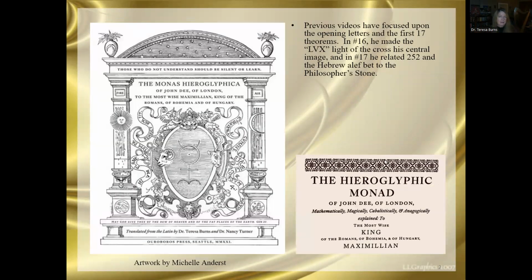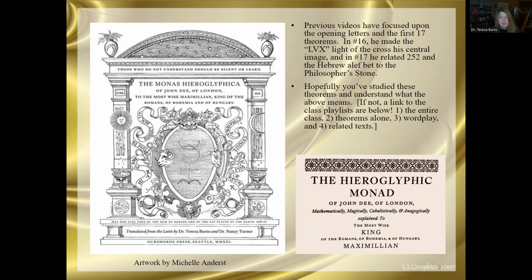So of course, I'm assuming you know who John Dee is. I'm assuming you know what the Monas Hieroglyphica is. I'm assuming that you understand it through Theorem 17. In 16, he gave you his LVX, sign of the cross, as a central, a governing symbol, if you will. In 17, he related 252 and the Hebrew alphabet to the philosopher's stone, making you a Kabbalistic Tyrian. So hopefully you understand what I just said there. If not, the whole playlist is below.